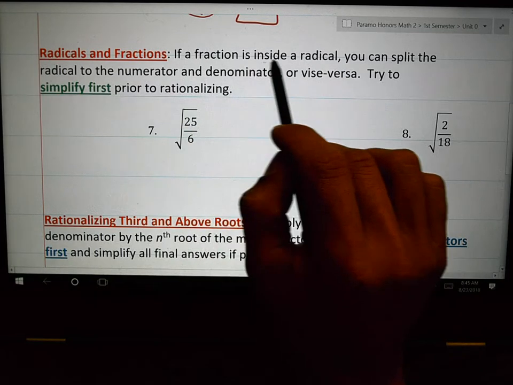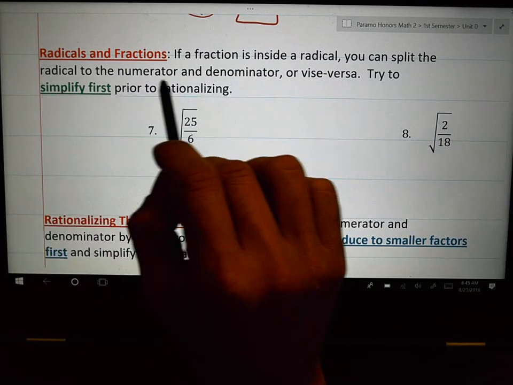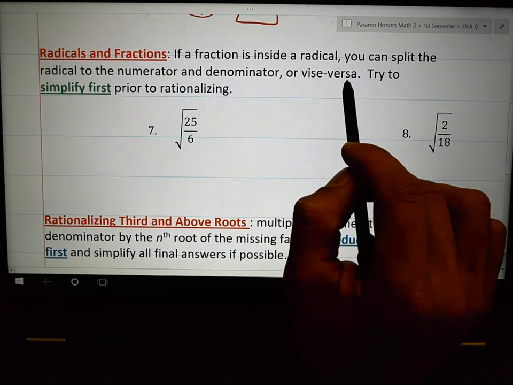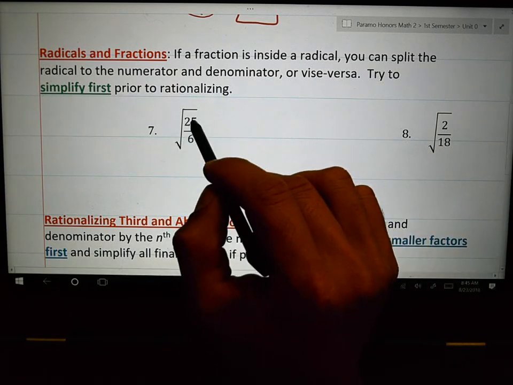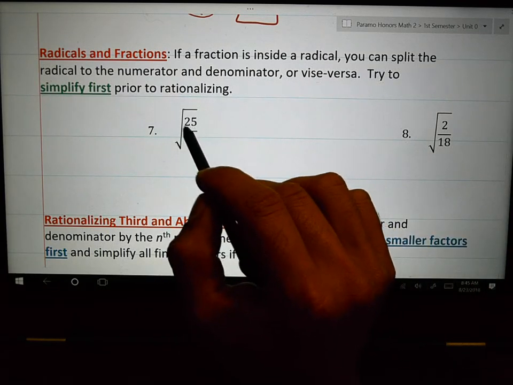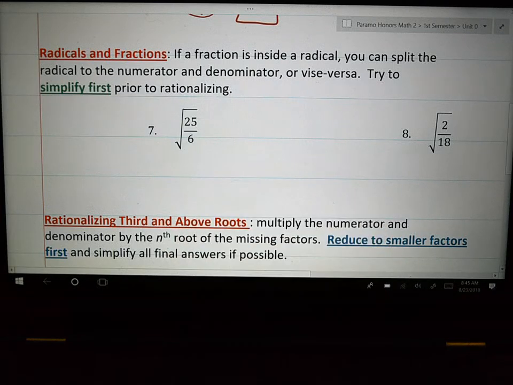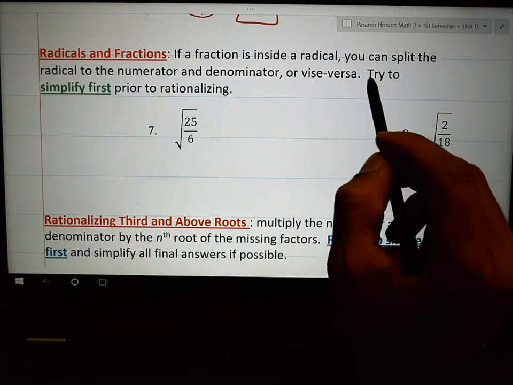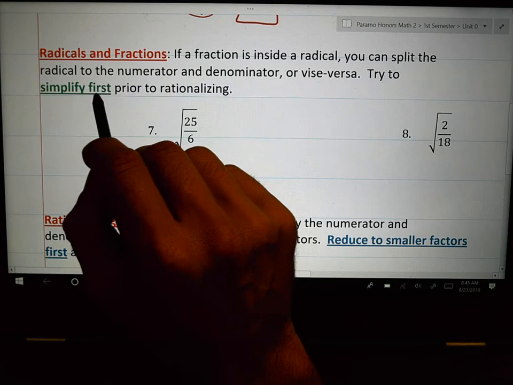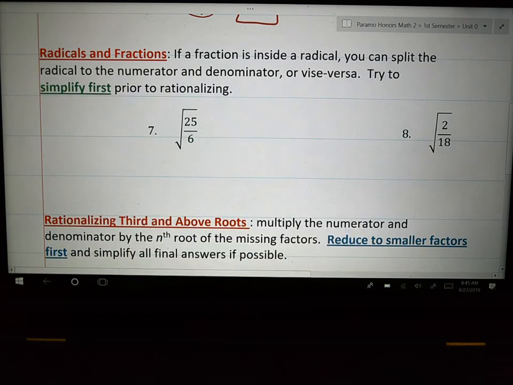If a fraction is inside a radical, you can split the radical into the numerator and the denominator, or vice versa. Meaning, if I'm square rooting 25 over 6, this is the same thing as the square root of 25 over the square root of 6. That might help you when you're dealing with the variety of problems you will see in your homework. Try to simplify first prior to rationalizing. What that means is if you can make it smaller first before you rationalize, and I'll show you a couple of different examples in just a second.